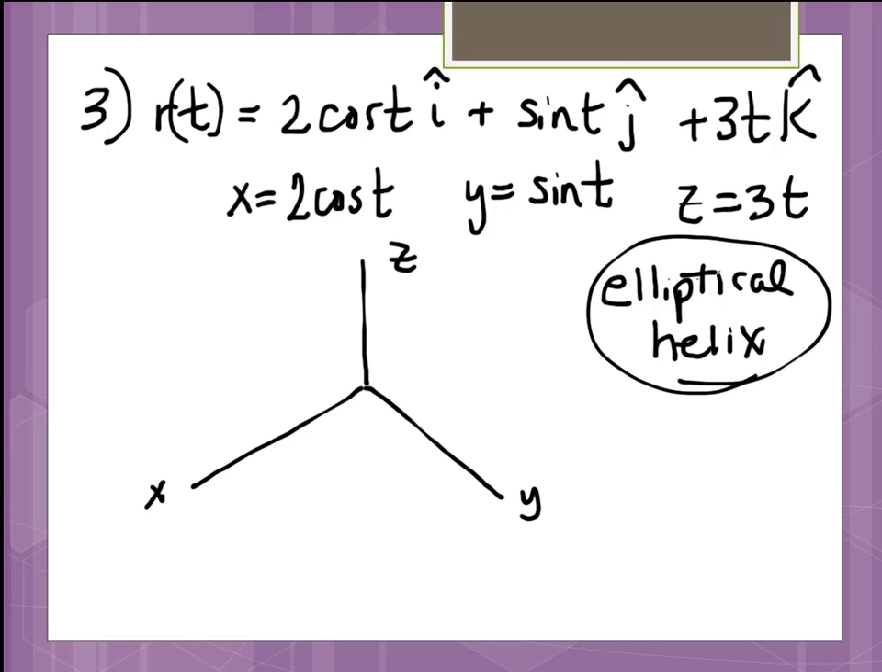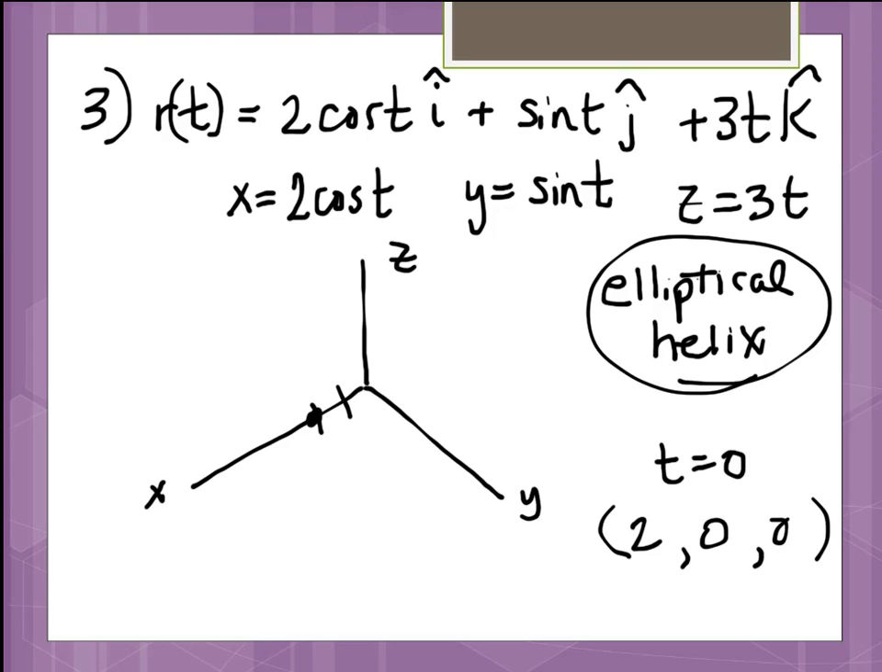Let's just take a look at what happens when t equals 0. So when t equals 0, what is my component that I start with? What's my x, y, z triple? 2, 0, 0. So I'm actually right here to start with, right? x equals 2, y and z are 0.